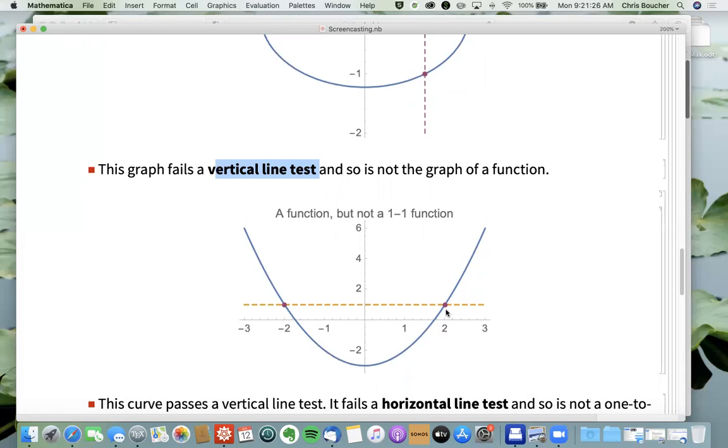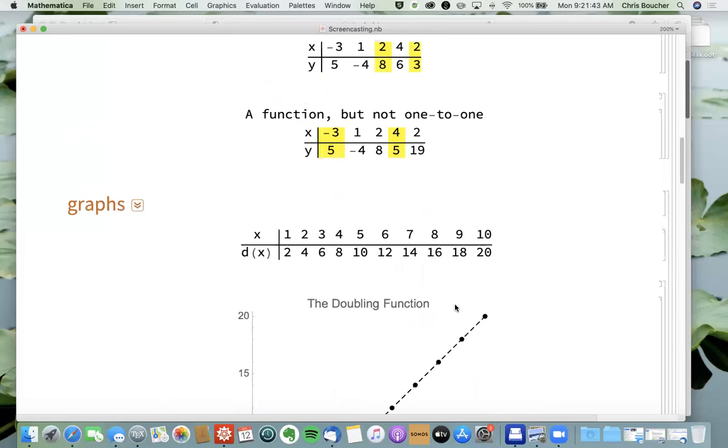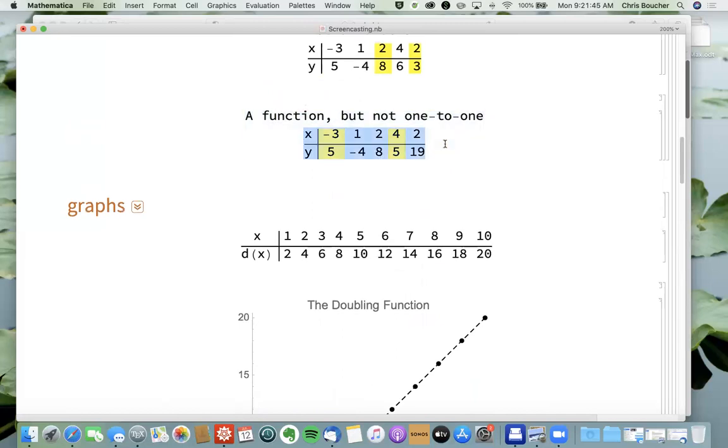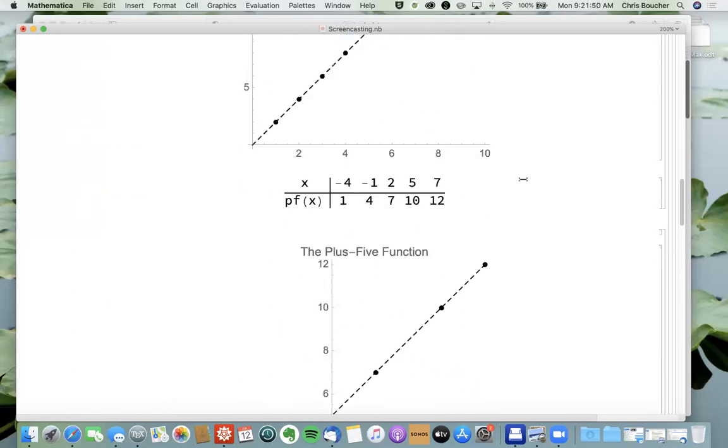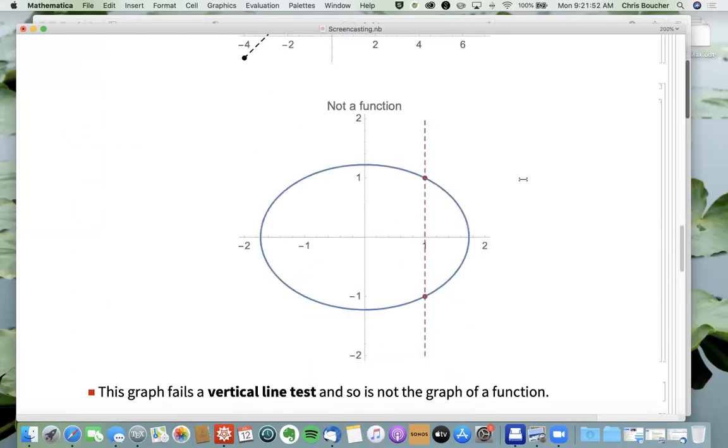The significance of this is I have 2 different inputs, and it looks like about -2 and +2 are those inputs that both get assigned to the same output. This is fine for a function, but it's not a one-to-one function. So this is the visual analog of what we were seeing up here in this input-output table, where we have 2 different inputs assigned to the same output.